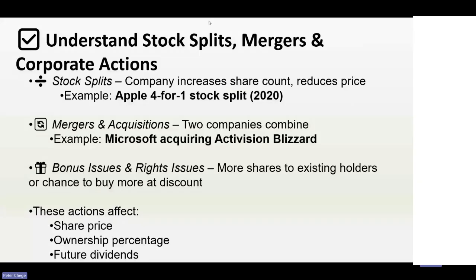So one of the corporate actions you find is stock splits. And stock splits, there are two: forward split and reverse split. Forward split is where a company increases the share count but reduces the price. A good example is Apple, for argument's sake. They did this in 2020, where they did a 4-to-1 ratio. So they increase your share count by 4 times, but your price reduces by 4.